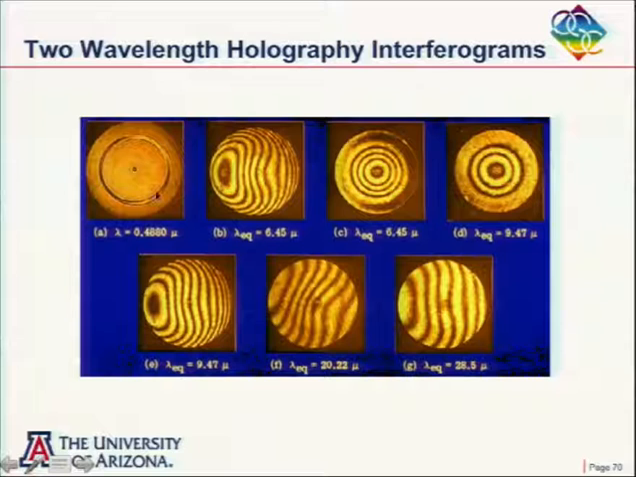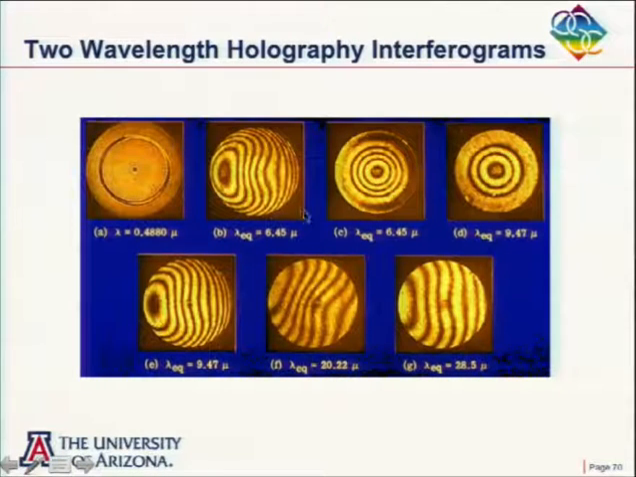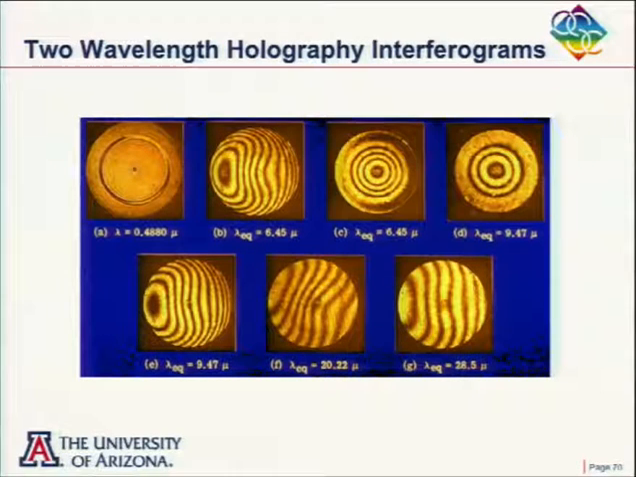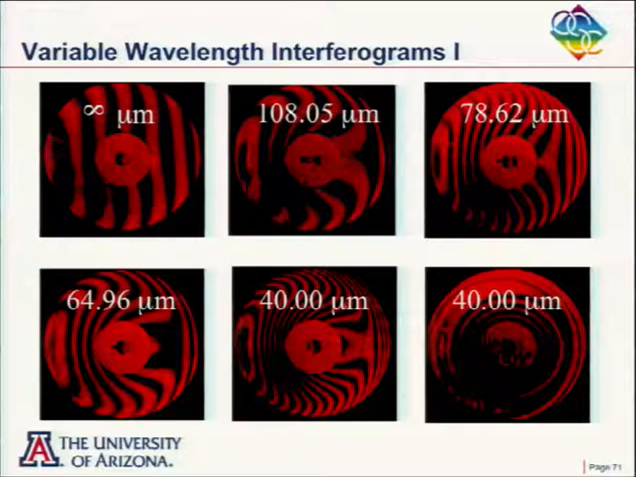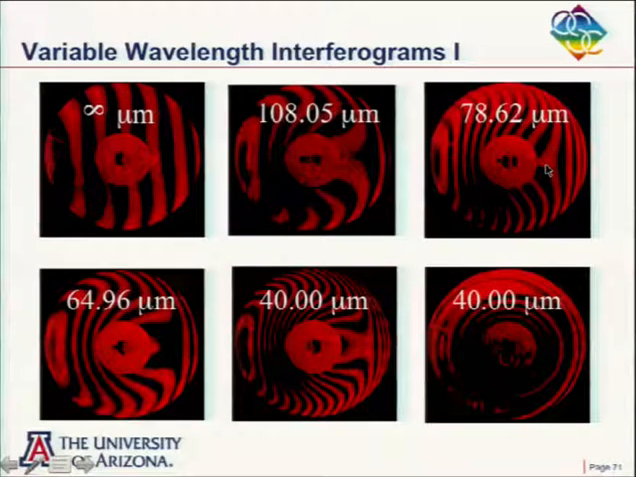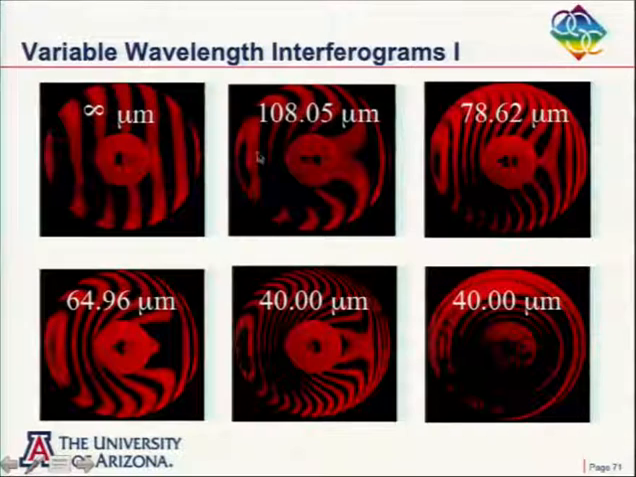And this is results for testing a mirror. This was interferogram at 4880. Lots of fringes. You can't even see the fringes in here. And then going to the equivalent wavelengths of 6.45. Kind of a reasonable number of fringes to work with. And we can change the tilt, the theta 2, change the tilt of the reference beam in the reconstruction, and vary the amount of tilt in the interferogram. So that was for 6.45. These two are 9.47, 20.22, and 28.5 microns. And if you have a light source where you can continuously change the wavelength, you can really get a huge spread of equivalent wavelengths.